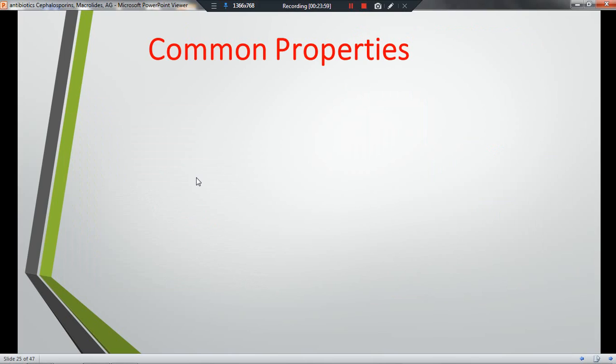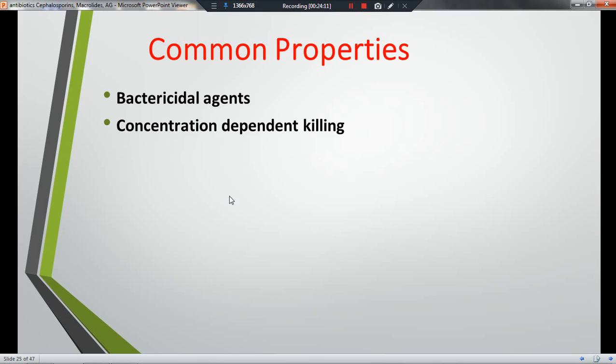Now we come to the common properties. All these agents are bactericidal. They bind with 30S and inhibit protein synthesis. Another property is they are highly polar and ionized, because of which you cannot give them orally. All our membranes, GI membrane, blood membrane, are highly lipid soluble. Aminoglycosides, since they are highly polar, are highly water soluble. So even if you give them orally, they won't be absorbed. So you have to give them parenterally.